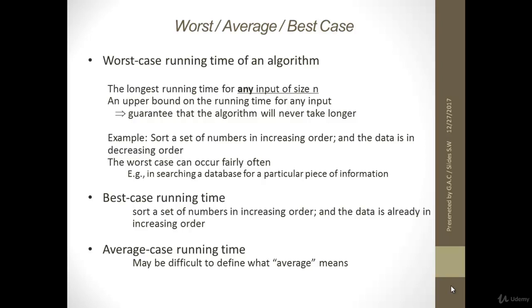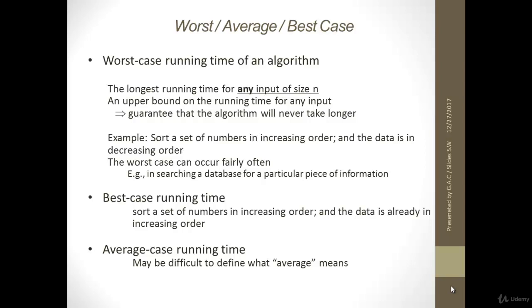For example, sort a set of numbers in increasing order when the data is in decreasing order. The worst case can occur fairly often, such as in searching a database for a particular piece of information. So that's the worst case. Best case is to sort a set of numbers in increasing order when the data is already in increasing order, so there's not much work. That's the best case.